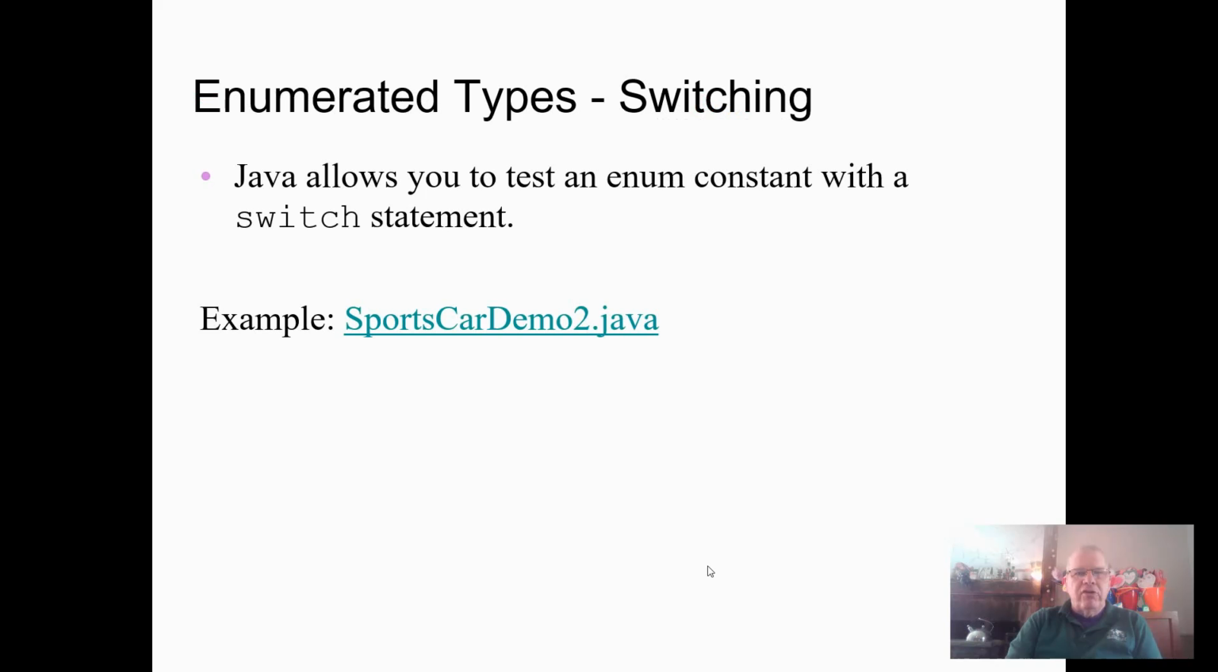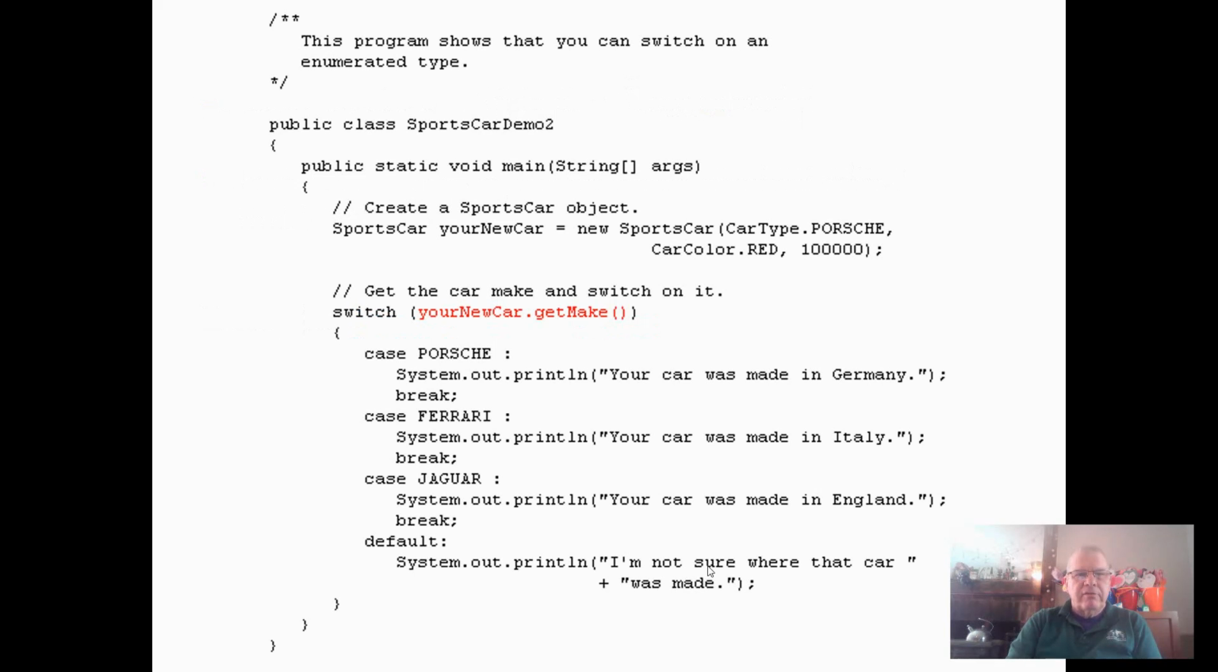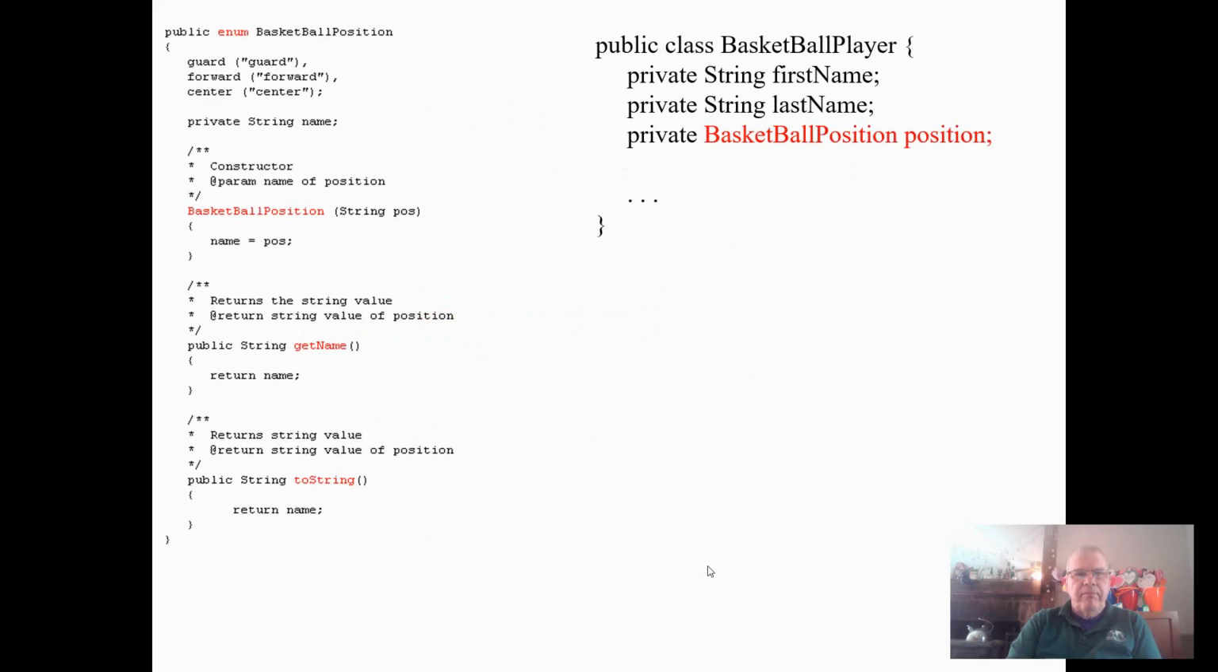So Java allows you to test an enum constant with a switch statement like this. Another example is an enum for a basketball position. There are only three: guard, forward, and center. And you could declare that.